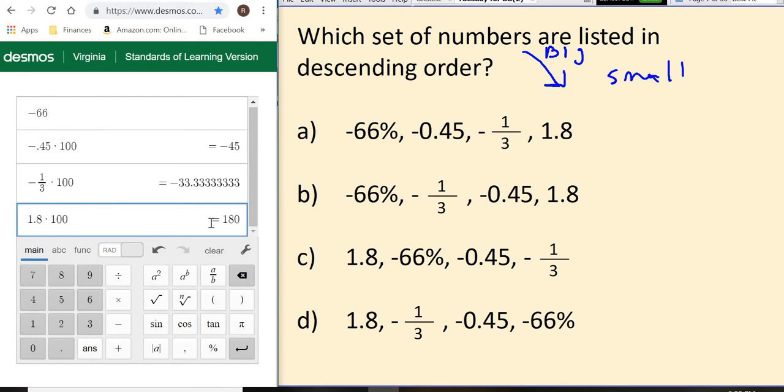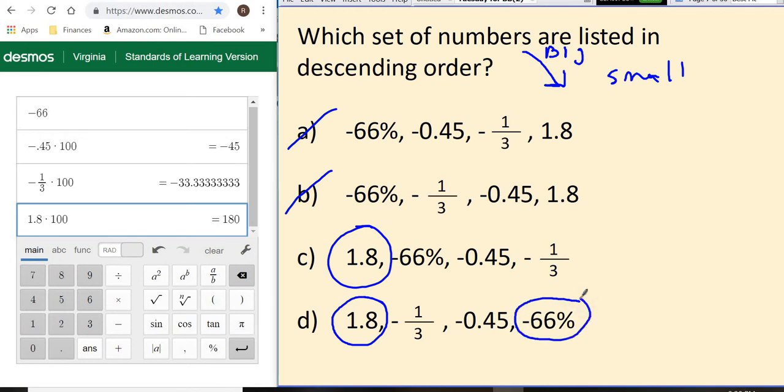Descending means the biggest has to go first. So my 1.8 has got to be first. So it's either this one or this one. Those two are already out. Then I'm going to go to my, actually I'm going to look at my very smallest percent. That might be the easier way to go because I know it's going big to small. The very smallest is negative 66%, which is right there.